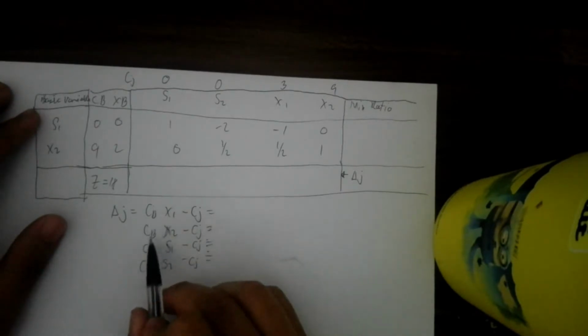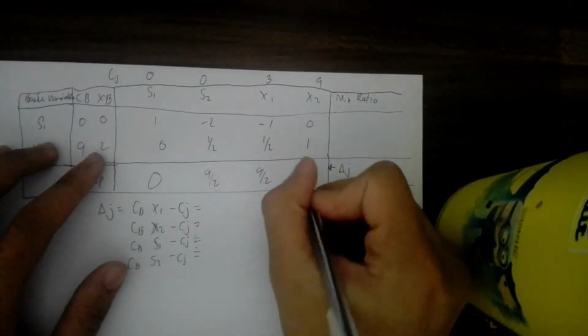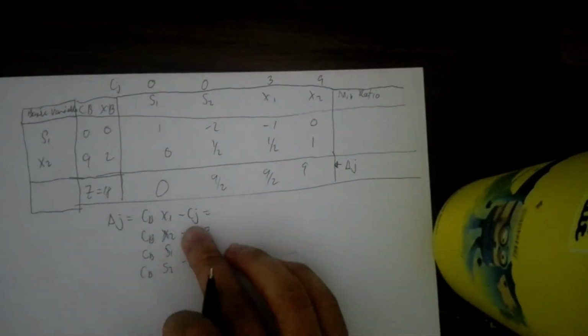Now we can solve for our minimum ratio. First, we're going to use these formulas. CB times X1, CB times X2, CB times S1, CB times S2. So 9 times 0 is 0. 9 times 1/2 is 9 halves. 9 halves, and then 9. Now, minus CJ. This is our CJ right here.